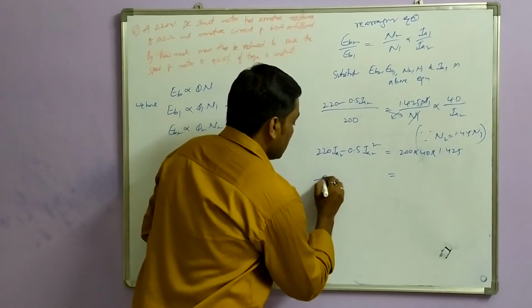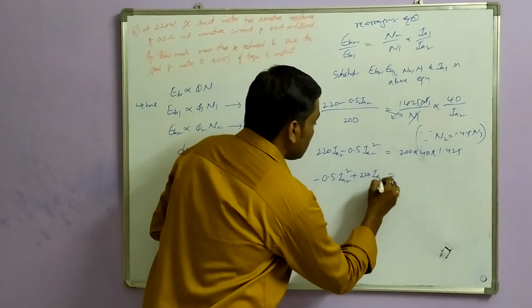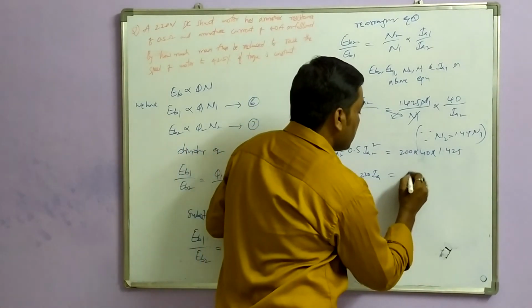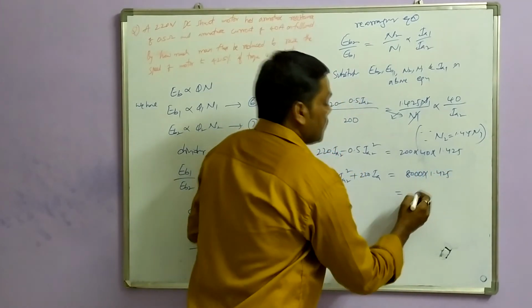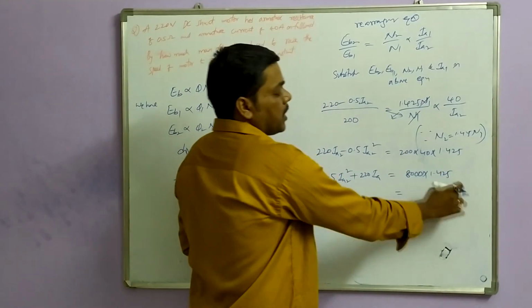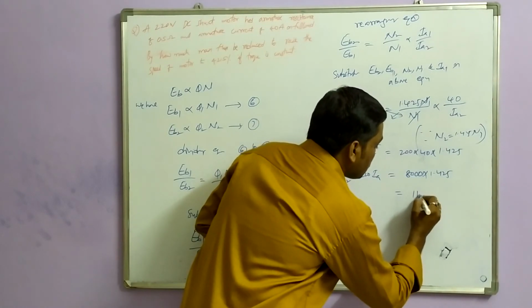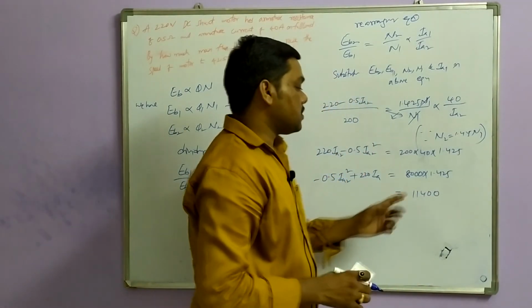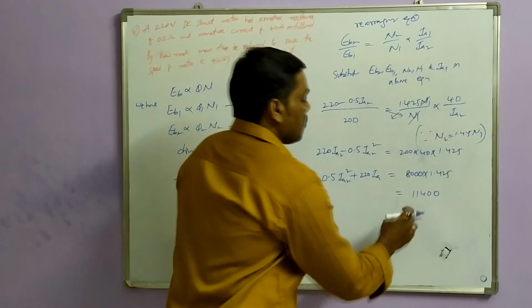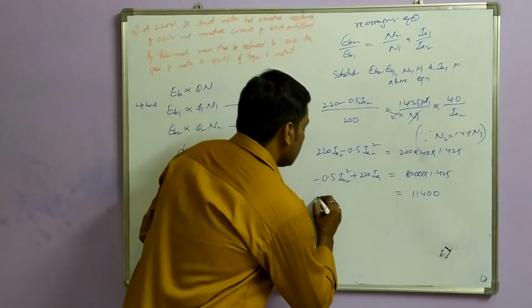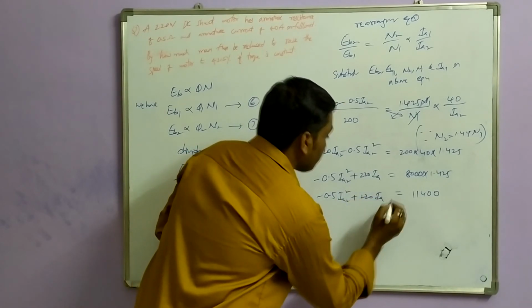So you can see here minus 0.5 into IA2 square plus 220 into IA2. Then 40 into 200 is 8000, into 1.425. Taking the powers of 10, 10 power 3 and 10 power minus 3, you will get 11400. So it is minus 0.5 IA2 square plus 220 into IA2 equal to 11400.